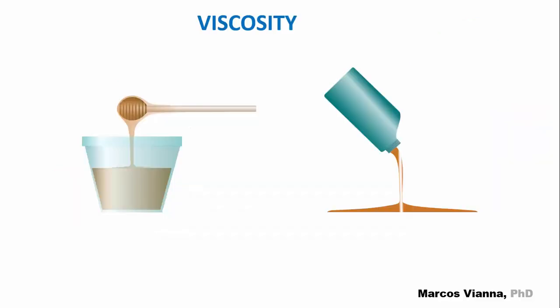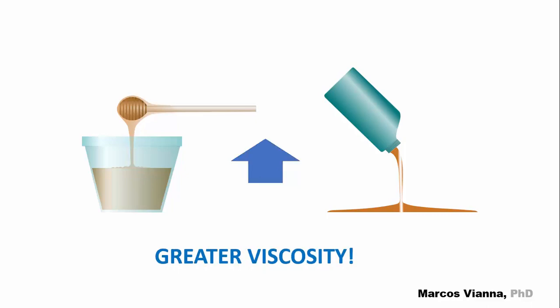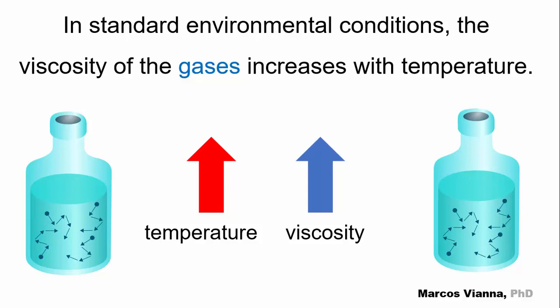Our next topic is viscosity. We can say that viscosity is the natural opposition to fluidity. Liquids with greater viscosity, such as honey and oil, have smaller fluidity. In standard environmental conditions, the viscosity of the liquids decreases with temperature. In opposition to it, the viscosity of the gases increases with temperature.